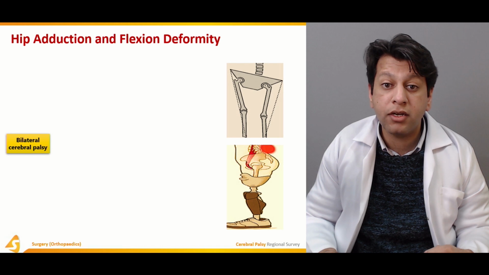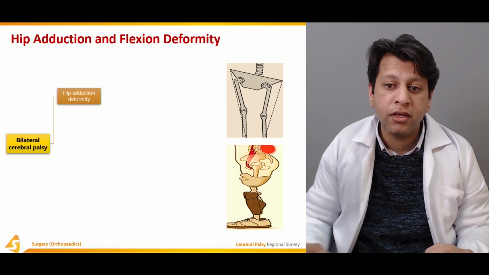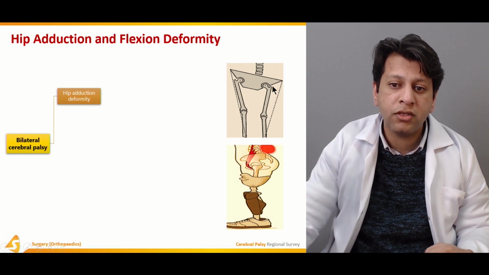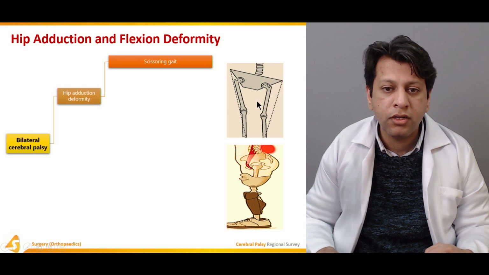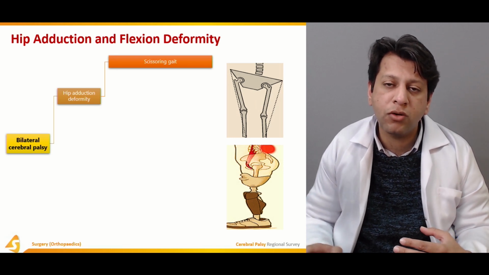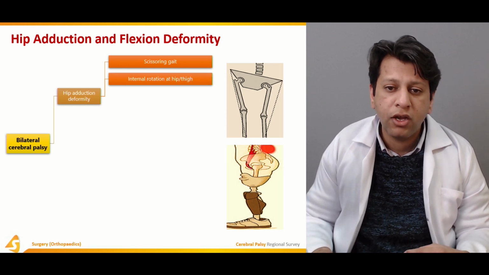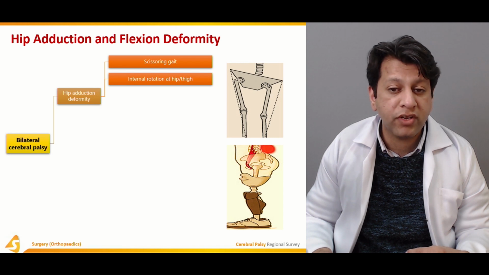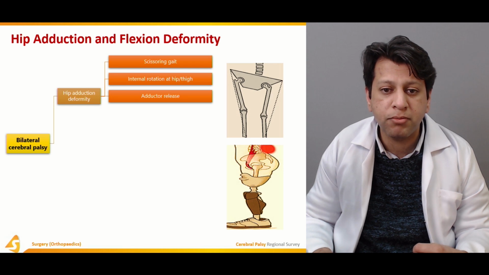Now coming to the hip adduction and flexion deformity. Usually with bilateral cerebral palsy, it's a very common deformity. Hip is adducted. If you see it over here, this could be unilateral, bilateral, that it's adducted, that is internally rotated. And usually that is why these children present with a scissoring gait, that one leg is actually crossing over the other leg. As I just told you, it's associated with internal rotation and increased hip thigh problems.